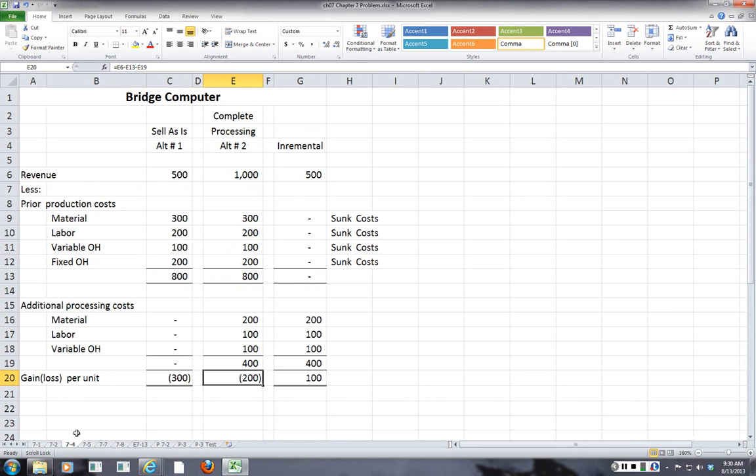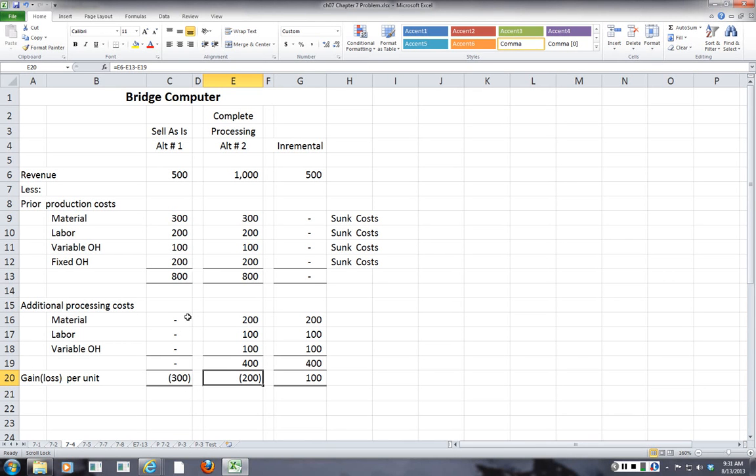Now let's go to another problem. This one is Bridge Computer. They've produced 5,000 partially completed computers. They've spent $4 million in cost, but the price, because they're going to drop the product, has dropped down to $500 per unit. Well, they've spent $800. Now all they can get is $500 here, so they're going to lose $300.